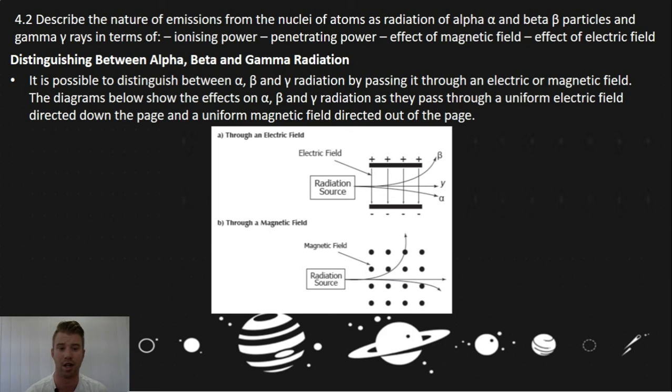So these diagrams and the tables are key to understanding the nature of emissions of atoms as radiation of alpha, beta and gamma radiation. The 2 inserted diagrams, the table and the diagram, are key to understanding this.